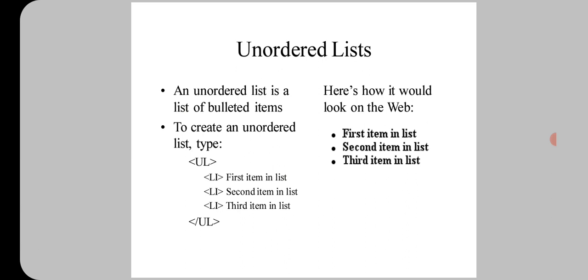To create an ordered list, we use the OL tag, OL and /OL. Similarly, to create an unordered list, we use the UL tag, UL and /UL. So the syntax is UL, then LI list item 1, LI list item 2, LI list item 3, and then /UL. This is the syntax of using an unordered list. Here is how it would look on the web. In an unordered list we may create the list with symbols like circles and other symbols.